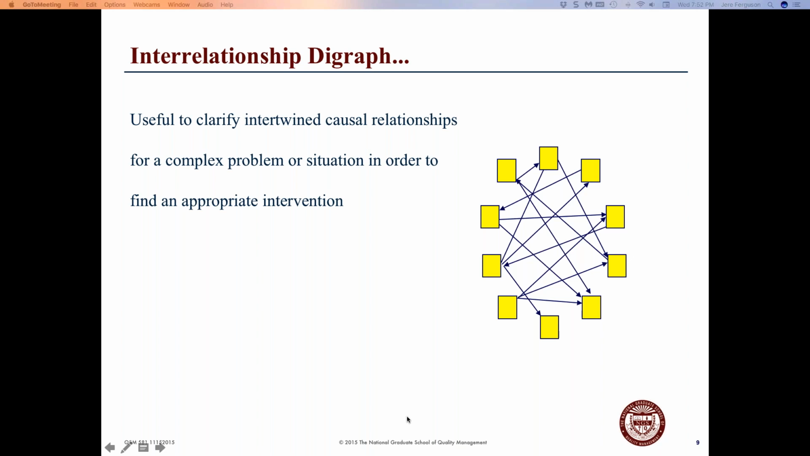Has anyone in the class ever seen or used an interrelationship diagram before? Or is this new to all of you? New to me. Yep, new to me. Okay. All right. Well, then let's look at the information, and perhaps you'll find this useful.